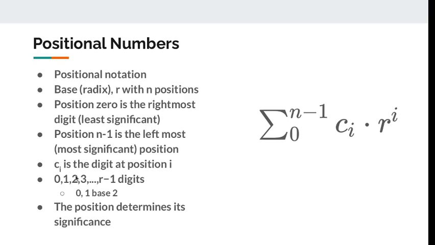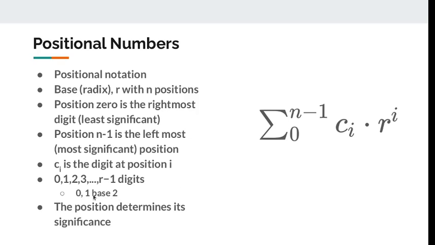So since the position is important, we're gonna take the digit in that position and multiply by the radix to the power of the position to get its value, right? And we're gonna sum all those values. So the digit in that position times the radix to the power of the position, and when we sum all of the digits, we have the value of the number.